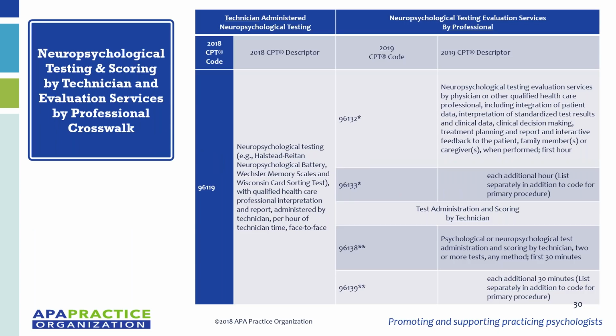And here's the crosswalk for that. 96119, the current code, is going away. For your professional services, you're back to 96132 and 96133, your base and your add-on, first hour, each additional hour. And if you use a technician, you're now using 96138 for your first 30 minutes, base code, 96139, each additional 30 minutes as defined by at least 16 minutes. Next slide.